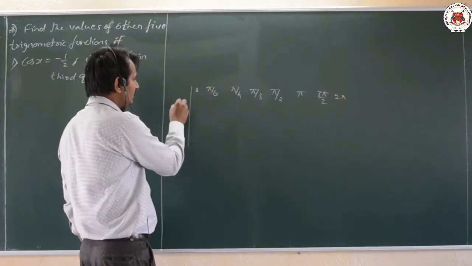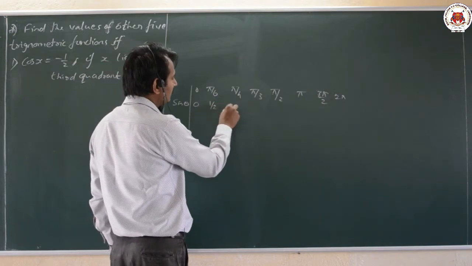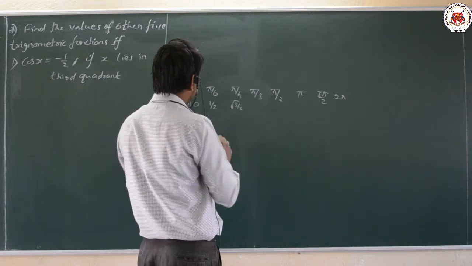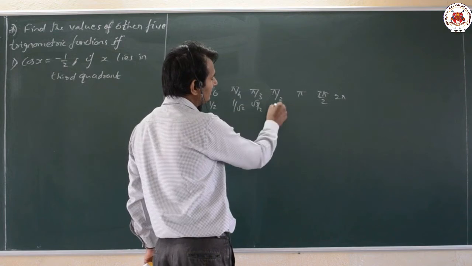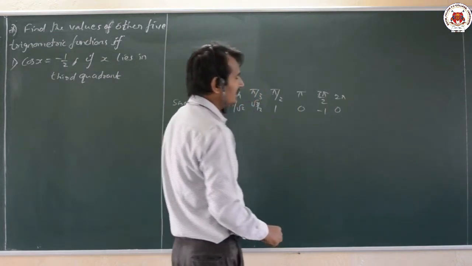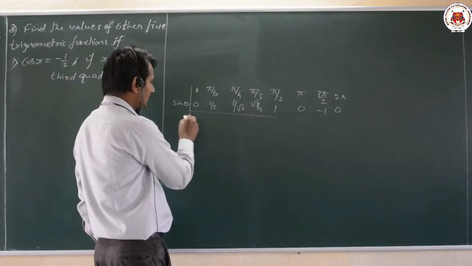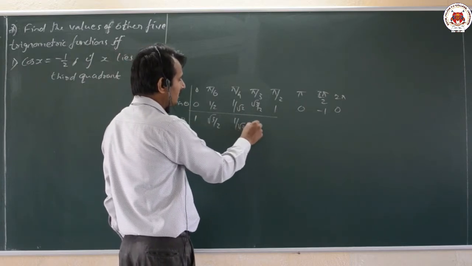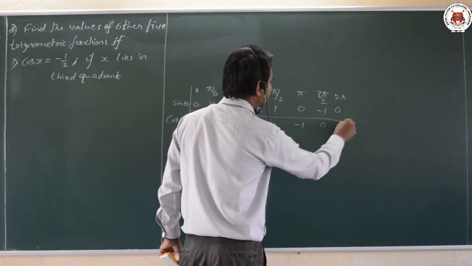Now what is the value for this? For sine theta: sine 0 is 0, pi by 6 is 1 by 2, then 1 by root 2, then root 3 by 2, then 1, then 0, minus 1 and 0. Similarly, for cos, these same 6 terms we will reverse: 1, root 3 by 2, 1 by root 2 as it is, 1 by 2, then 0, and here the value will be minus 1, 0 and 1.